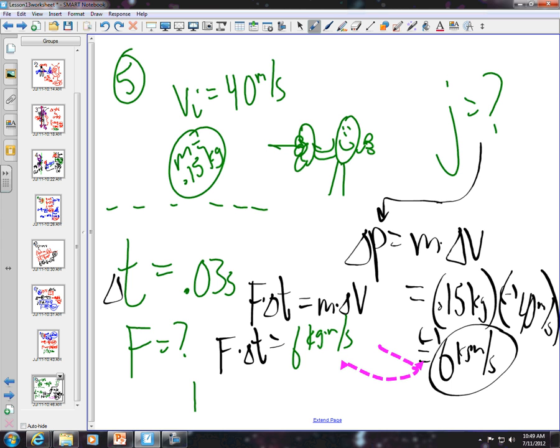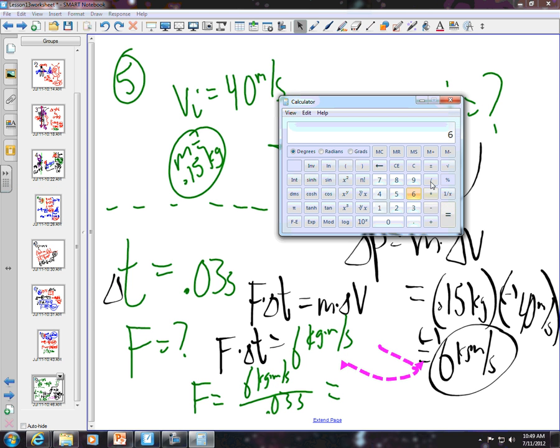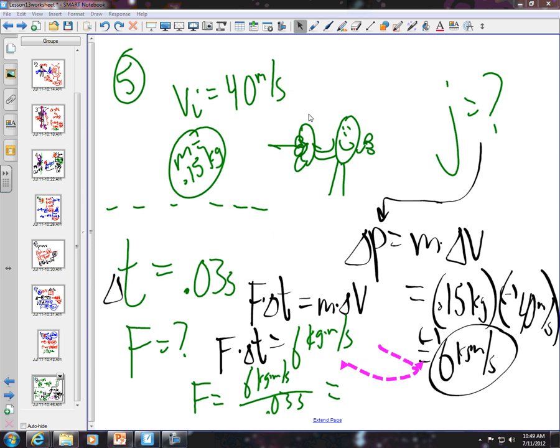So the force is going to be 6. We divide the time over to get it away because it's cramping F's style. 0.03 seconds. Okay. And that's right, because it'll be a fraction. It looks like exactly 200 newtons. Good.